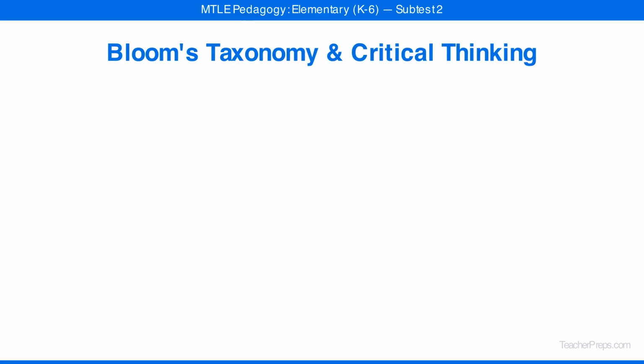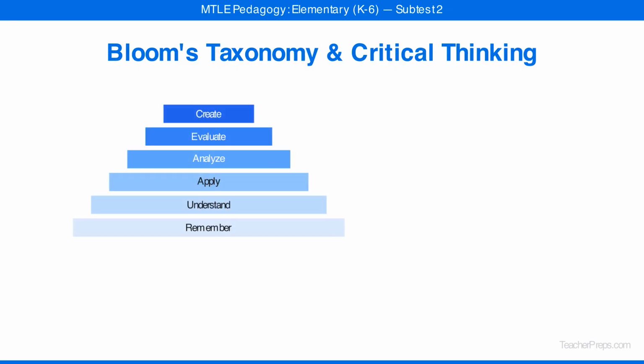Let's connect instructional strategies to cognitive processes. Bloom's taxonomy is a framework with 6 levels. Remember is the lowest level, recalling facts. Understand means explaining ideas. Apply means using knowledge in new situations. Analyze means breaking information into parts and examining relationships. Evaluate means making judgments based on criteria. Create is the highest level, producing original work.